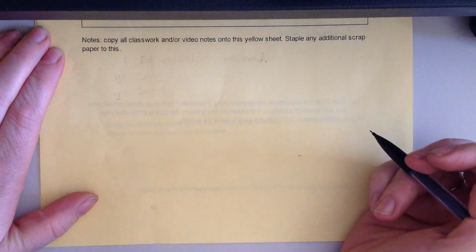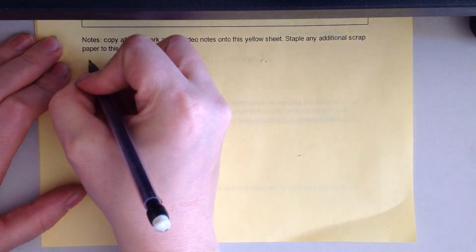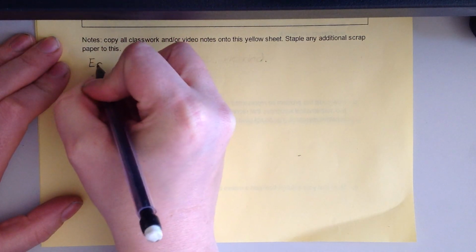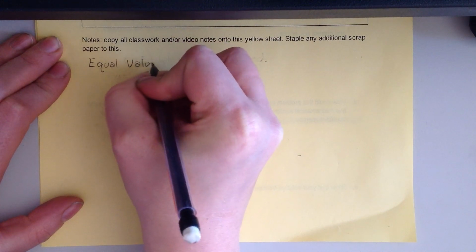Okay, our work today is going to rely a little bit on the equal values method. You may remember this from chapter 4. The equal values method.